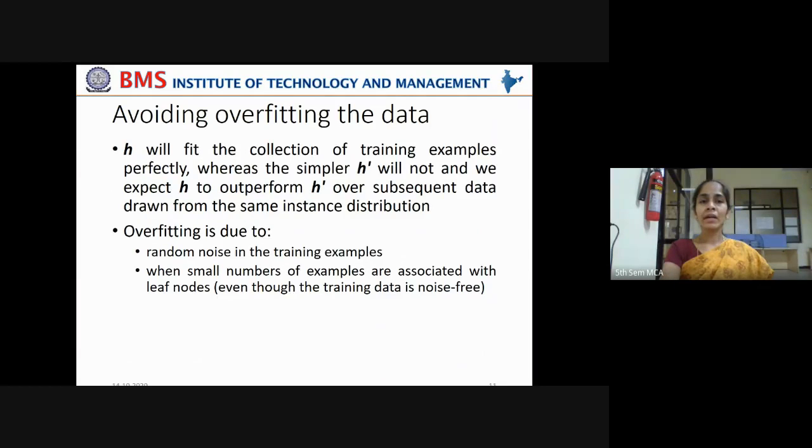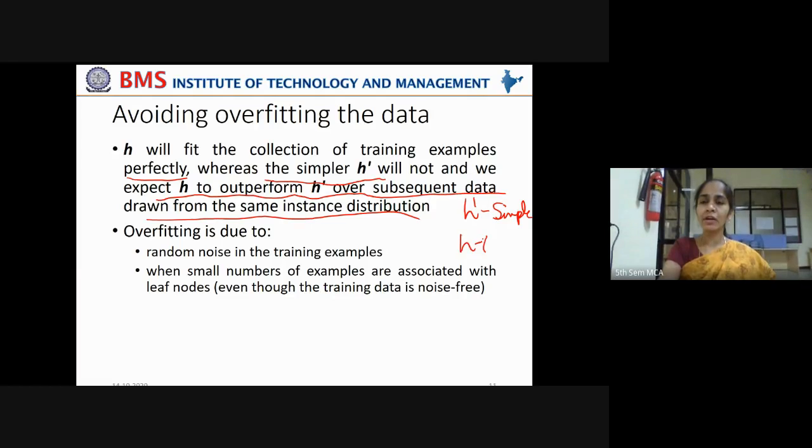This is explained better. H will fit the collection of training examples perfectly. Yes, it may suit perfectly. Even the noisy data it is accommodating. Whereas the simpler H dash, your original decision tree, will not fit your example because a new example is given with noisy data. Your old decision tree will not fit. It is not consistent with the new training example. And we expect H dash to outperform H over subsequent data drawn from the same instance distribution. Now listen carefully. H dash is your simple tree.